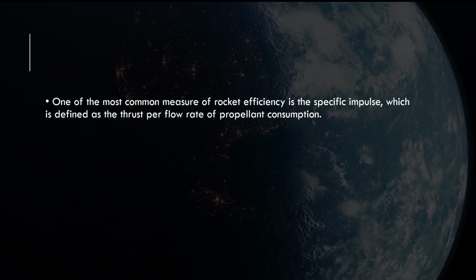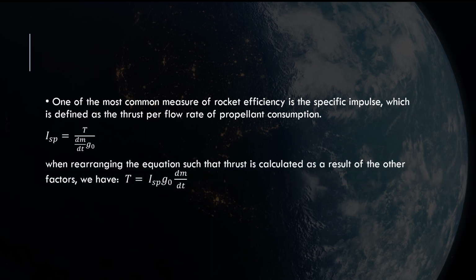One of the most common measures of rocket efficiency is the specific impulse, which is defined as the thrust per flow rate of propellant consumption. It is given by Isp = T / (dm/dt × g0). Rearranging the equation so that thrust is the result, we have T = Isp × g0 × dm/dt.